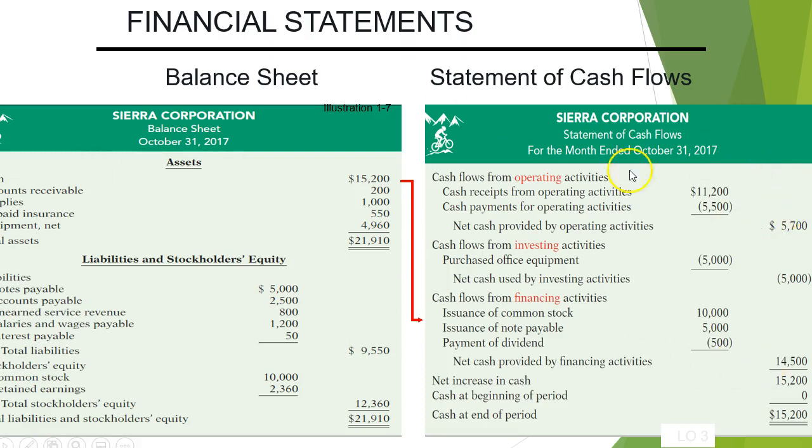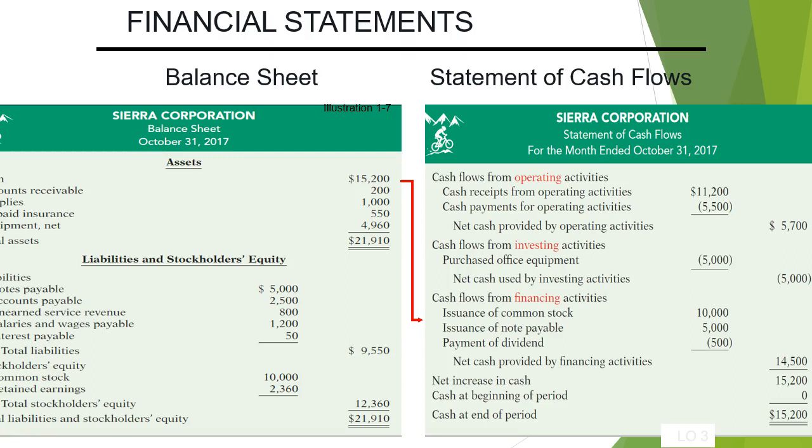So I'm going to add up the net cash from operating activities, 5,700, minus the 5,000 from my investing activities, plus the 14,500 from my financing activities, which gives me an overall net increase in cash in the amount of $15,200. So when you're asked as the accountant, what type of activities caused your cash account to increase? What would be your response?